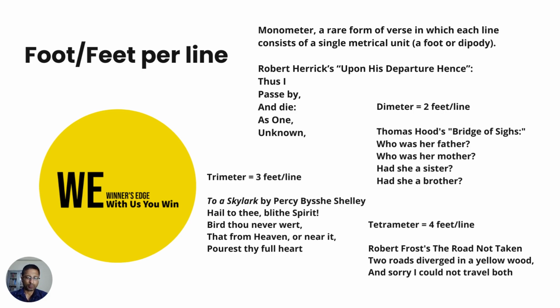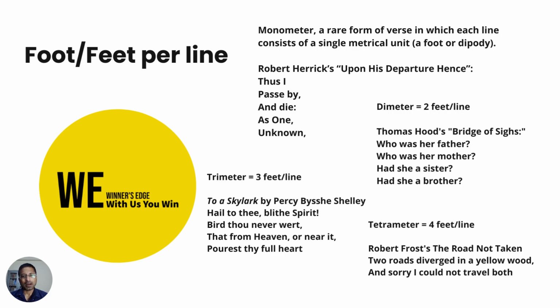Now from the number of stresses, that is the kind of foot, we have reached the number of foot or feet per line. Technically beginning with 1, we'll count up to 7. So monometer, dimeter, trimeter, tetrameter, pentameter, hexameter, and heptameter. Monometer is very rare, but I've found one for you, 1 foot. That is 1 foot, a single metrical unit.